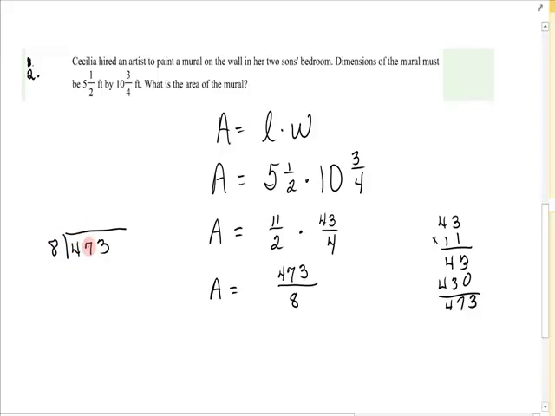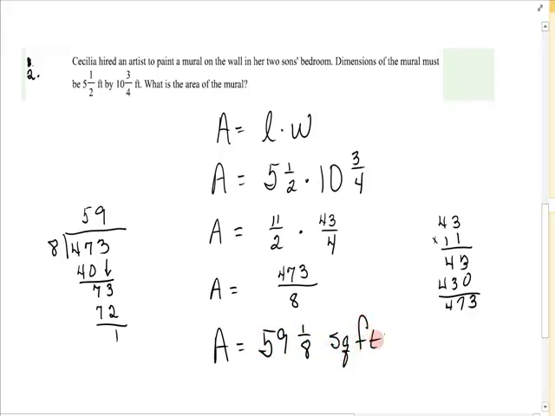8 doesn't go into 4, but it goes into 47. It's going to go 5 times. 5 times 8 is 40. Subtract, 7. Bring down the 3. Goes in there 9 times. 9 times 8 is 72, with 1 left over. So the area is 59 and 1/8 square feet, because it is feet times feet, or square feet.